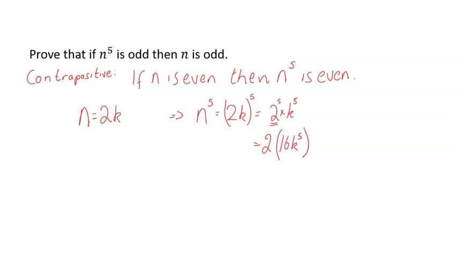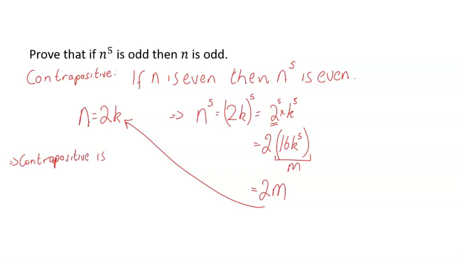So again, in this case, I've got 2 times something. If I let that something be represented by m, it's going to take the format of 2m. And if I go back to my original statement for n, it is the exact same format, which represented an even number. So fine, that means my contrapositive is true. Because of that, and following that logic, my original statement is also true.